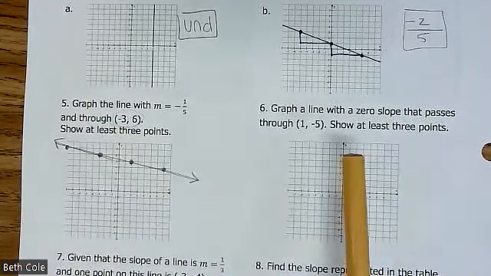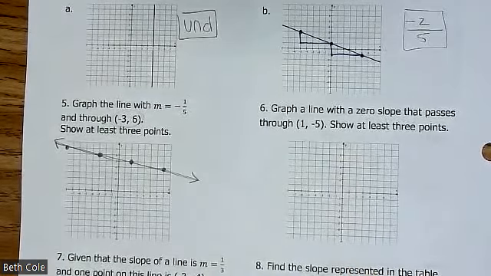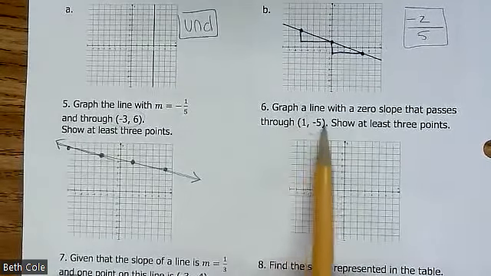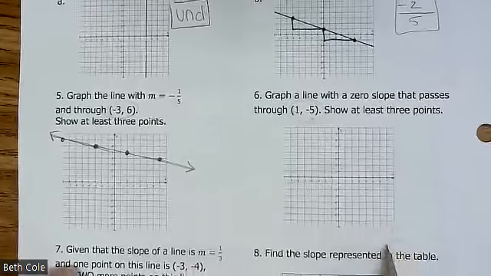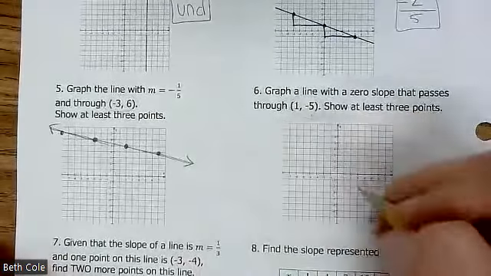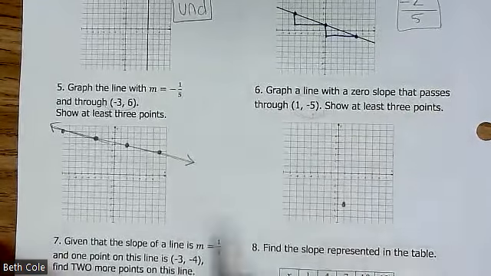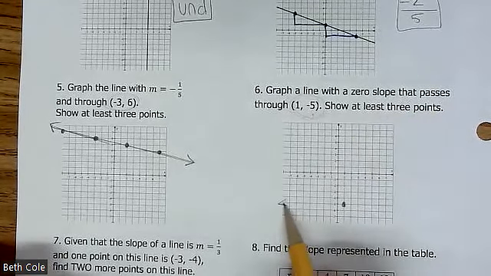All right, so graph a line with 0 slope. Would that be vertical or horizontal? Horizontal. And we want to go through the point 1, negative 5. So what quadrant is that in? 4, good, down here. So we're going to plot 1, negative 5. And then draw a horizontal line through it.